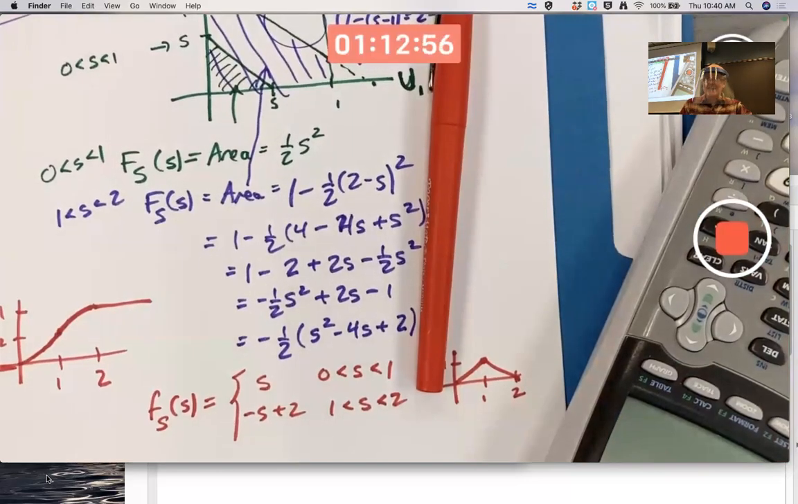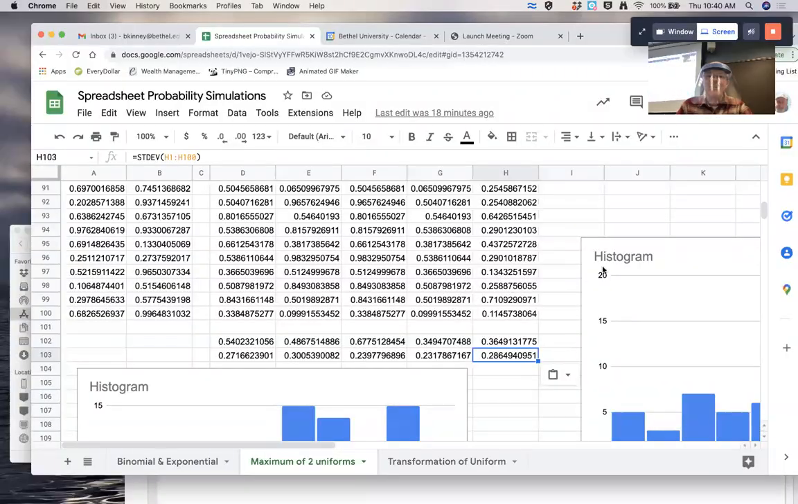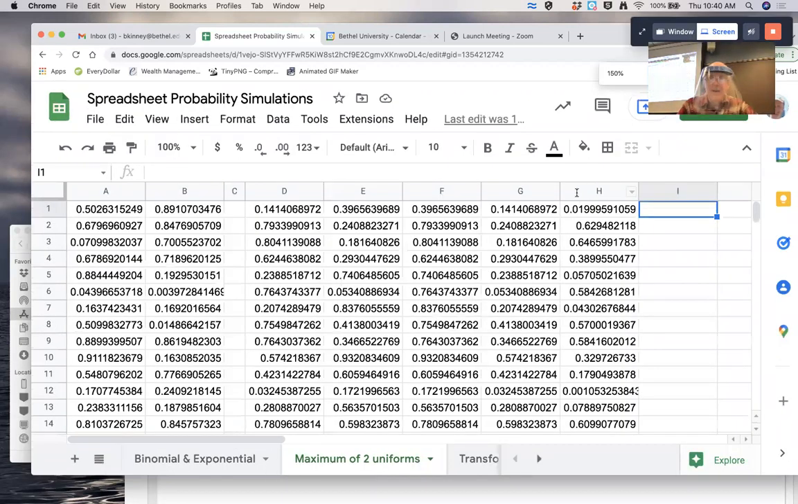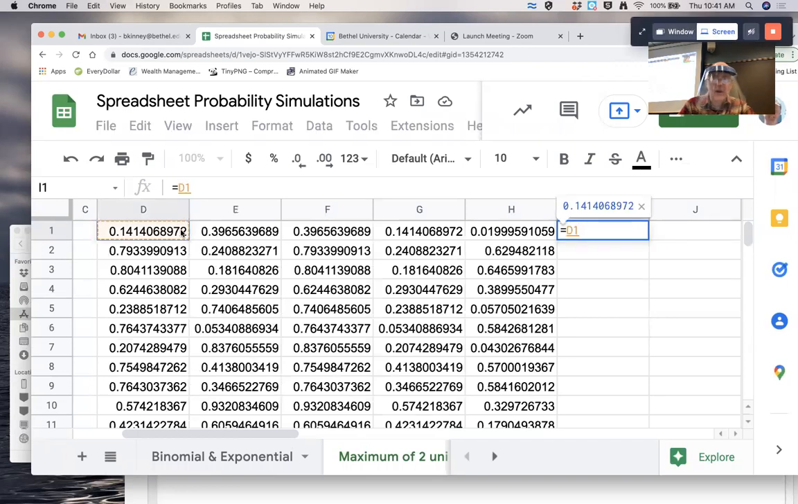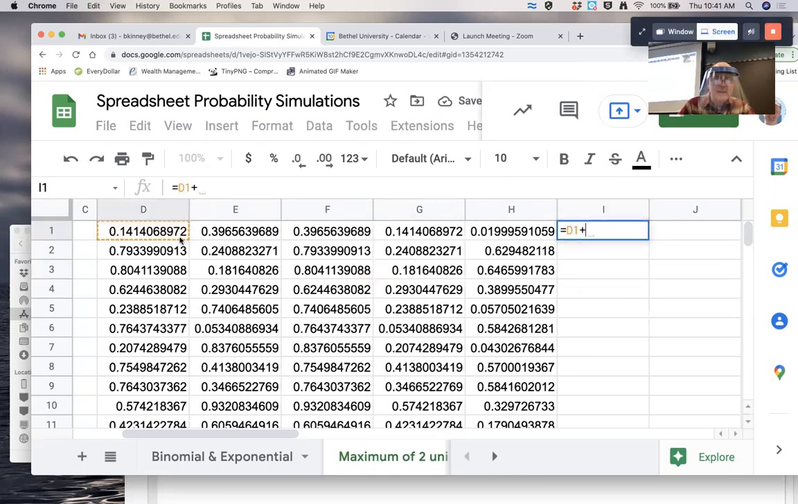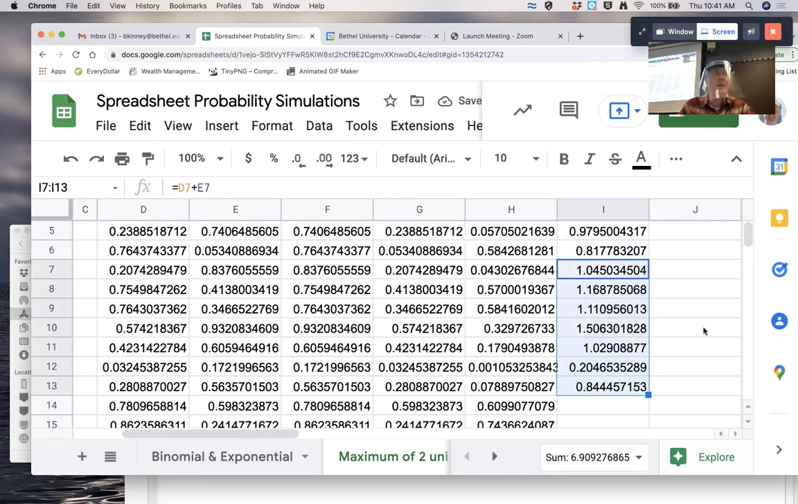I won't finish it in class because we're out of time, but you could simulate this. You could go back to the spreadsheet. Make one more column for the sum of U1 and U2, equals D1 plus E1. Oops, forgot my plus sign. Equals D1 plus E1. And sometimes you get numbers bigger than 1 here. In fact, about half the time you do. And the mean should be close to 1. It's symmetric. It's a triangular distribution, which is closer to a normal, which is hinting at the central limit theorem as n gets larger and larger. All right, have a good day.